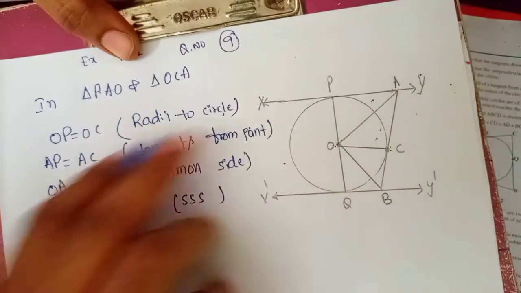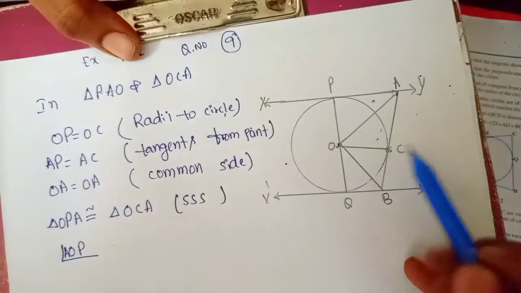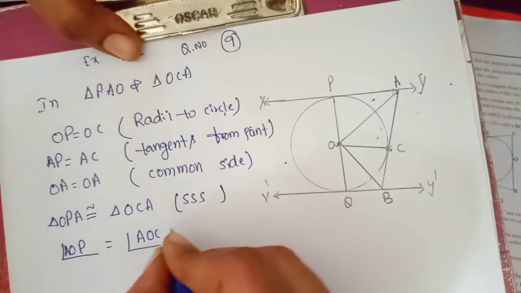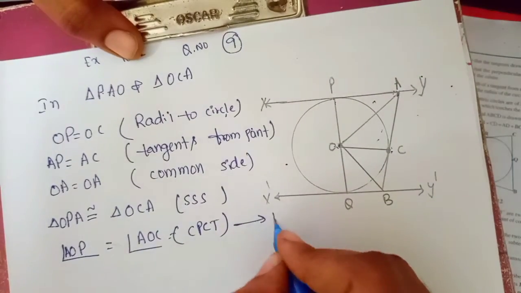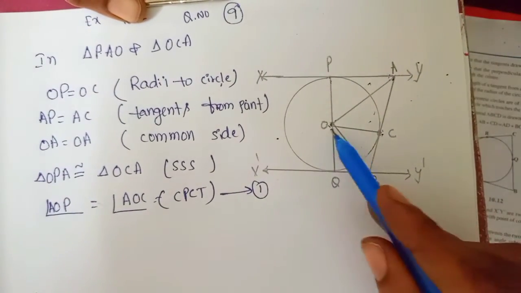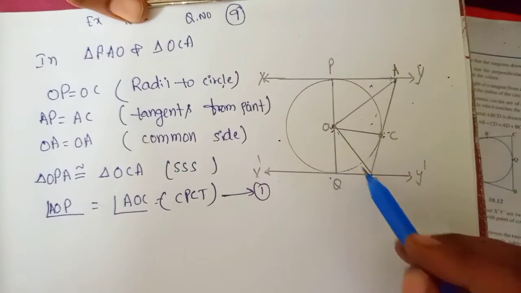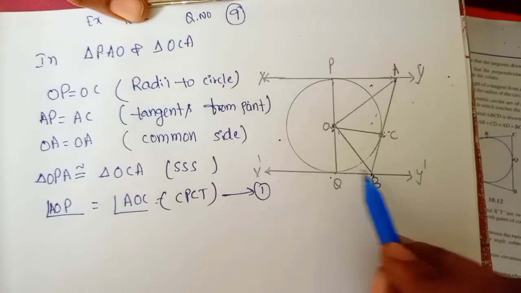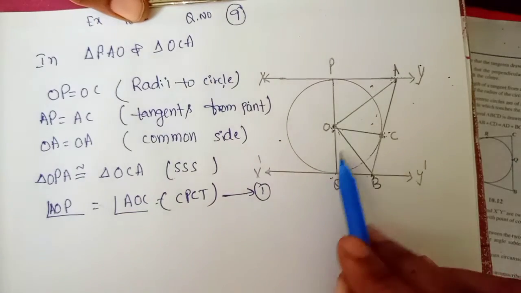Okay. So, we can write angle AOP is equal to angle AOC, by CPCT. Let us take this as equation number 1. In the same way, take the triangles BOC and BOQ. In these two triangles also, BO is equal to BO, that is common side, and BQ is equal to BC. These are tangents from B. And also OC is equal to OQ. These are the radii of the same circle.